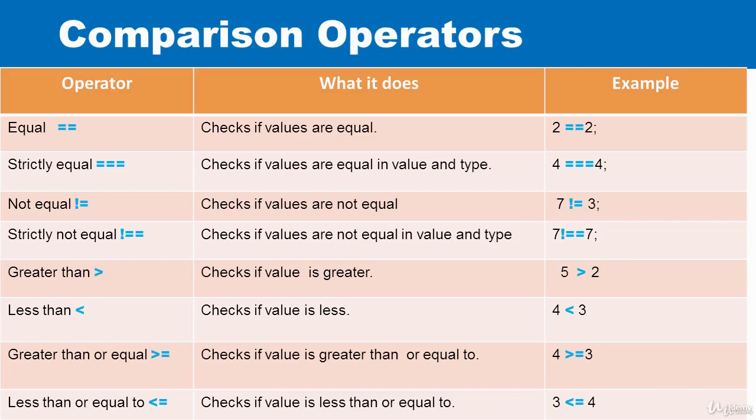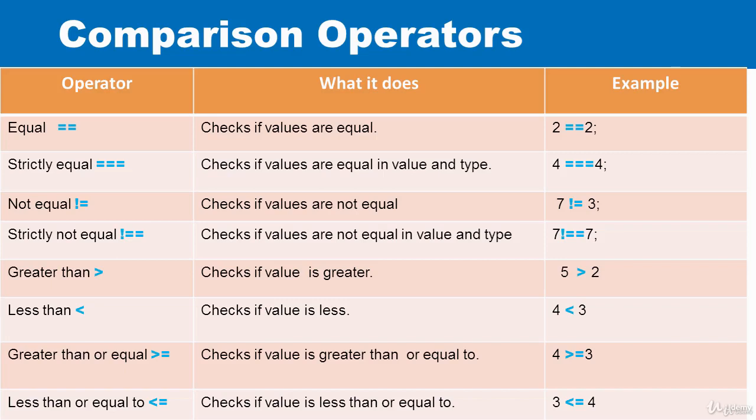Hello and welcome. In this video, I'll be introducing you to the JavaScript comparison operators. JavaScript comparison operators are used to compare values and will return a Boolean result. Boolean basically means true or false. So when you use JavaScript comparison operators, it will always return either a true value or a false value.